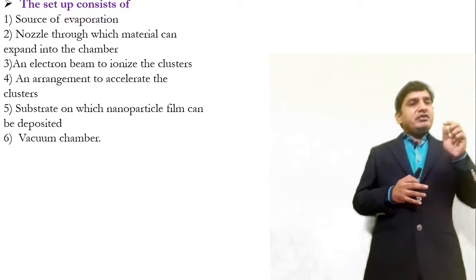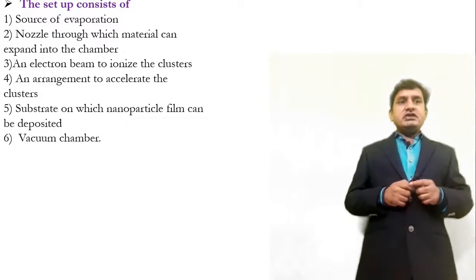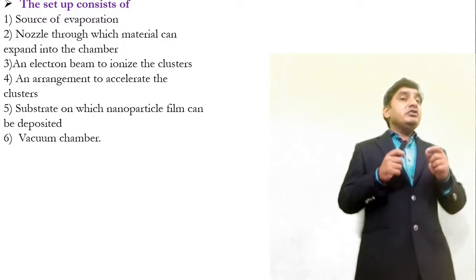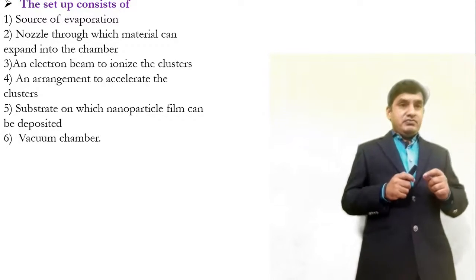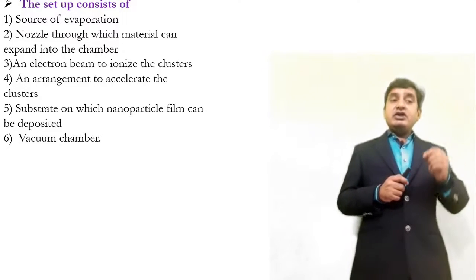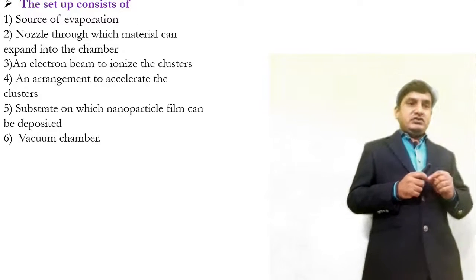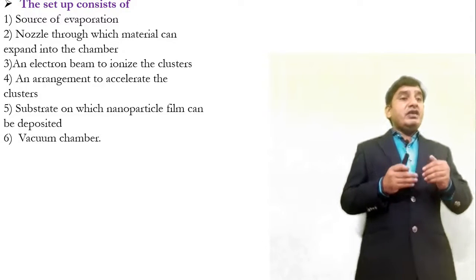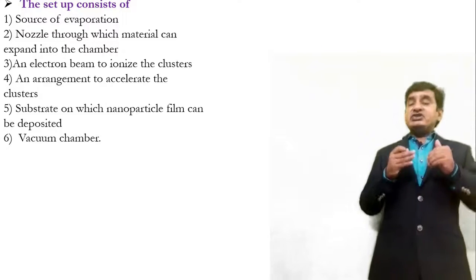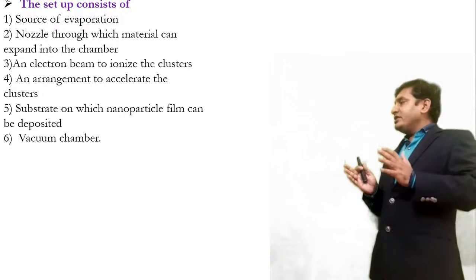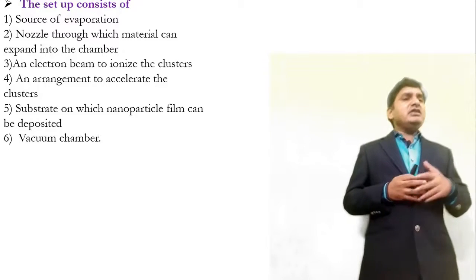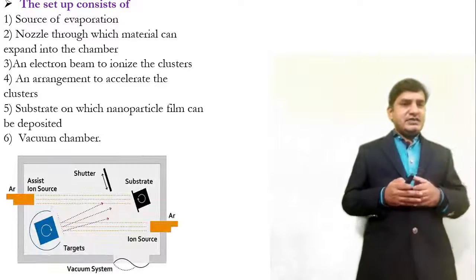So the setup consists of all these things, and the whole assembly is placed in a vacuum chamber. That is, there is an electron beam which ionizes the cluster, the source of evaporation, then an arrangement to accelerate the cluster, and a substrate on which the nanoparticles are deposited in the vacuum chamber. So this is the assembly.